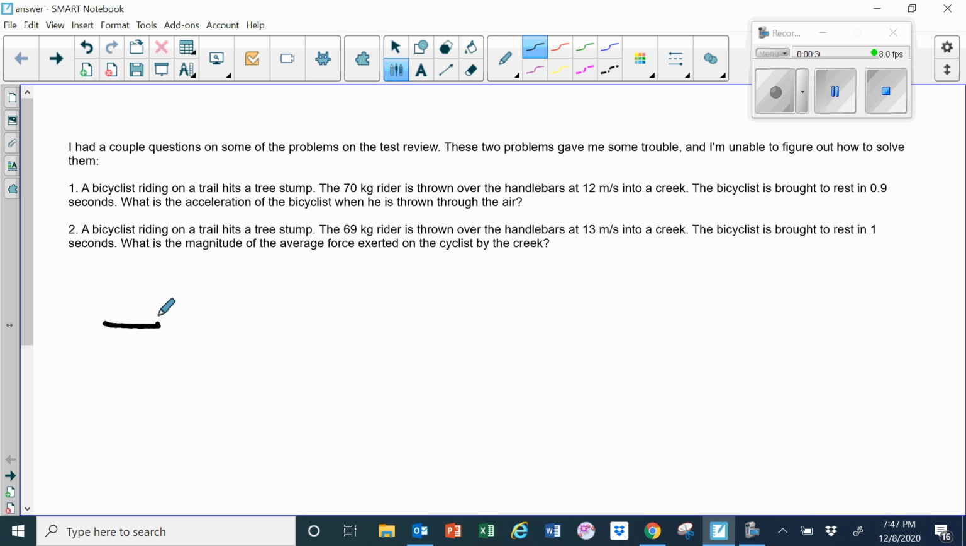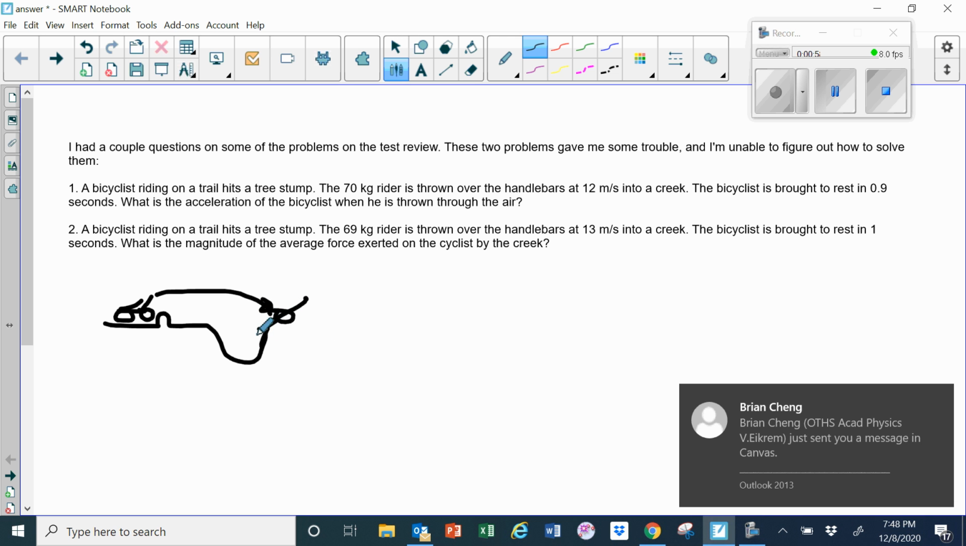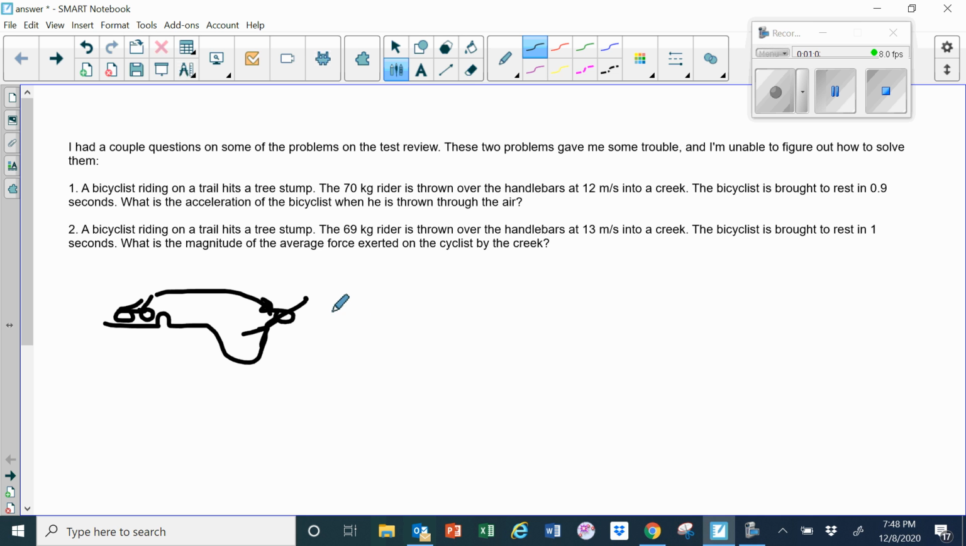So we've got this stump, and then we've got a creek, right? And there's a bicyclist, a kid on a bicycle, and he's riding along like this, right? And he goes over the handlebars into the creek, hands on the side of the creek. Okay? And so let's just talk about what's going on here. So he hits the stump, goes over the creek.